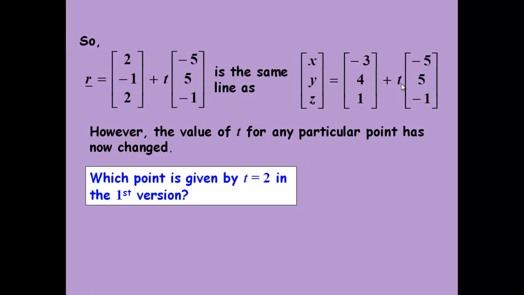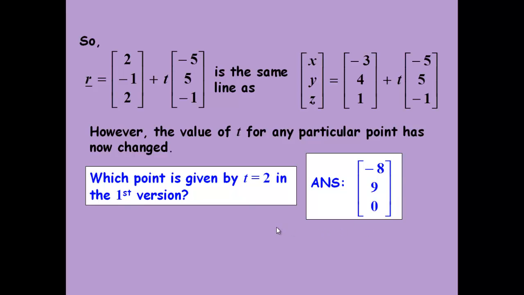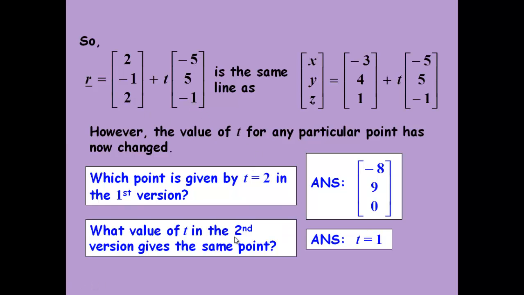But we would change, as we showed before, if we use B instead of A, it does change the value of T. If T is equal to 2 here, then we get 2 minus 10 gives us minus 8, minus 1 plus 10 gives us 9, and 2 minus 2 gives us 0. In the second version, to get the same value, because that point will be on the line, so it must be possible, we would have t as 1.